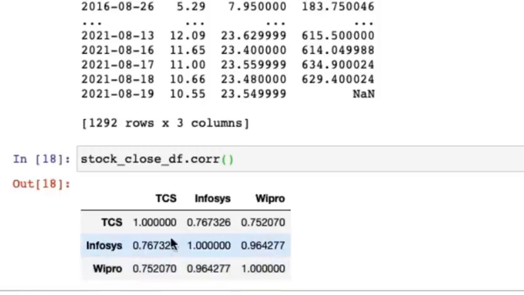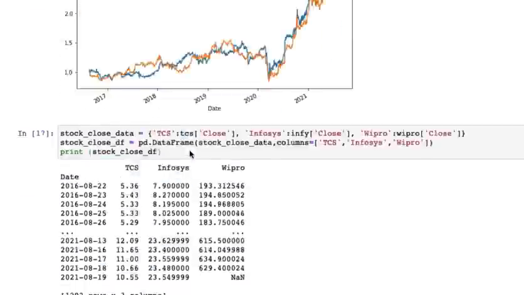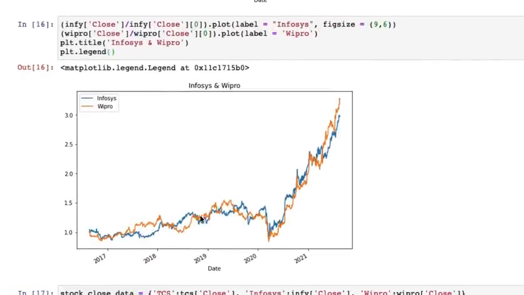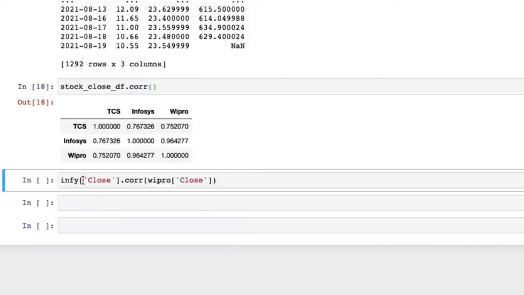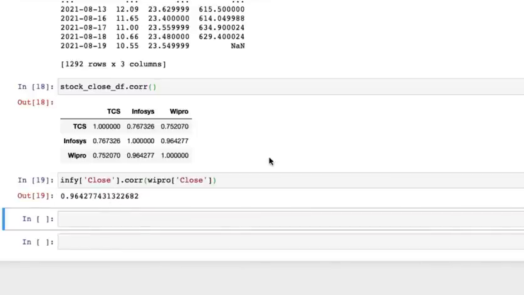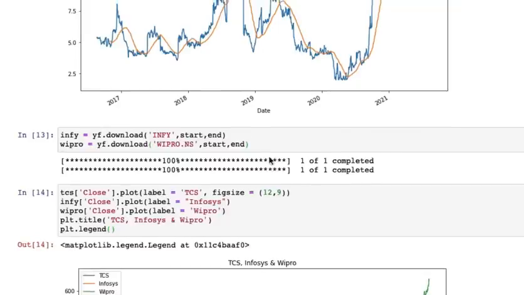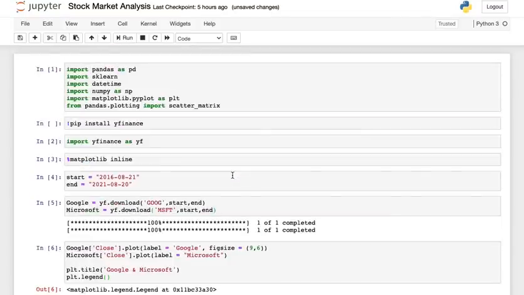Now you can pretty much see that the correlation between TCS and Infosys is 0.76, but the correlation between Wipro and Infosys is 0.964, which is pretty high. That really confirms the idea which we have got here, that Wipro and Infosys are moving together. We can also directly calculate the correlation of only Wipro and Infosys, which you might have already understood from the earlier steps, which is 0.964. So this was a basic stock market analysis which you can do in Python.